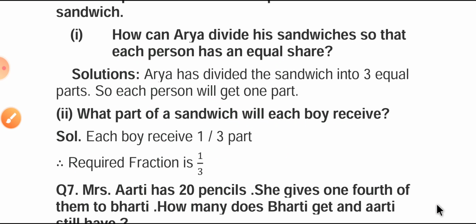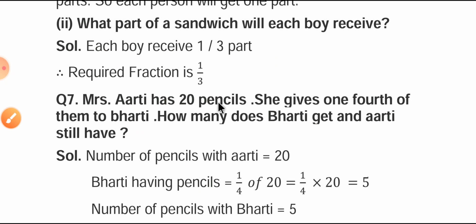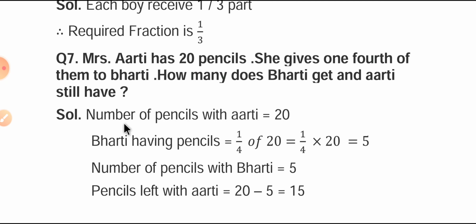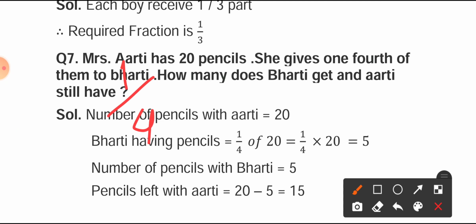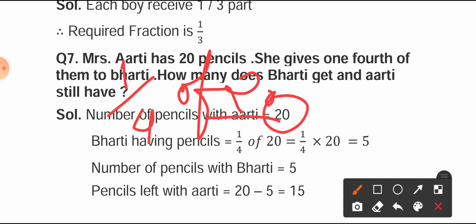Then question number 7. Mrs. Aarti has 20 pencils. She gives 1/4 of them to Bharti. How many does Bharti get and how many does Aarti still have? So first of all, you can see the number of pencils with Aarti is given, how much? 20. She gives 1/4 of them. And we know that 1/4 means 1/4 of 20 she has given to Bharti.